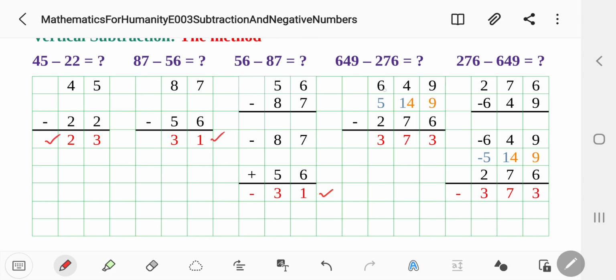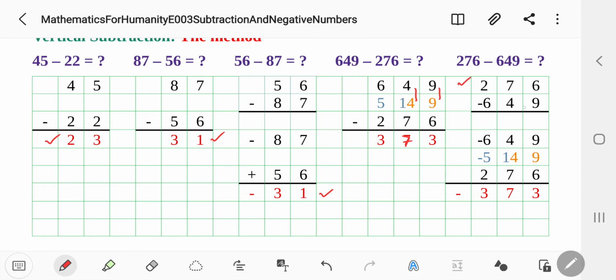And then here you have 649 minus 276, so you bring down 9 here, and then 4, and then you borrow 1 because 4 is less than 7. So you borrow 1 from 6. We borrow a 10 from the next number to the left. So you'll be left with 5. So 5 plus 1 is actually equal to 6. So you have 14 minus 7 is 7. And then 5 minus 2 is 3. So that's 373.